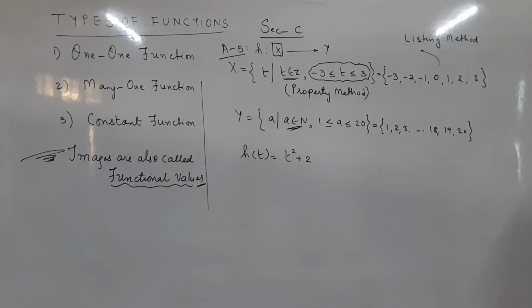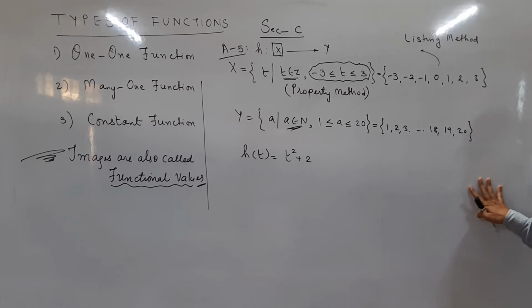So what is the specific value given? What is something specific about this question? Sorry students, then I can say that domain and codomain are written in property method which we have converted into listing method.